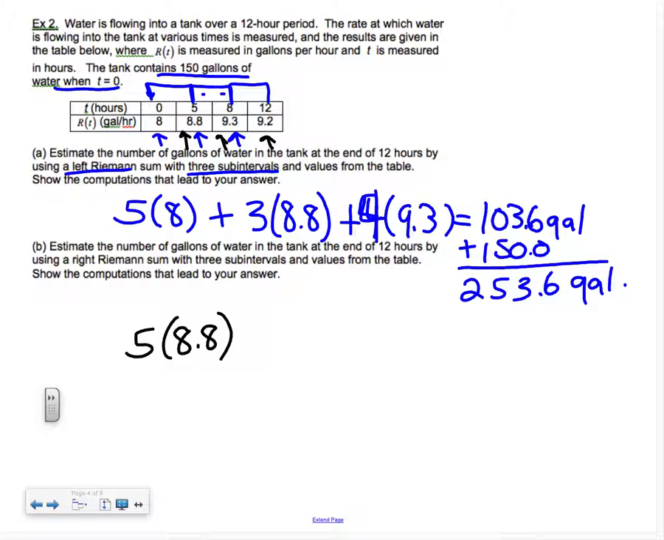Okay, the second rectangle has a width of 3, 5 to 8 is 3, and a height, we're going to pick the right-hand side, so it would be 9.3. And the last rectangle has a width from 8 to 12 is 4, and the height would be 9.2.